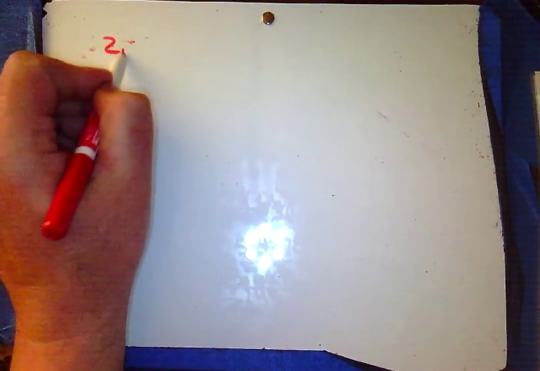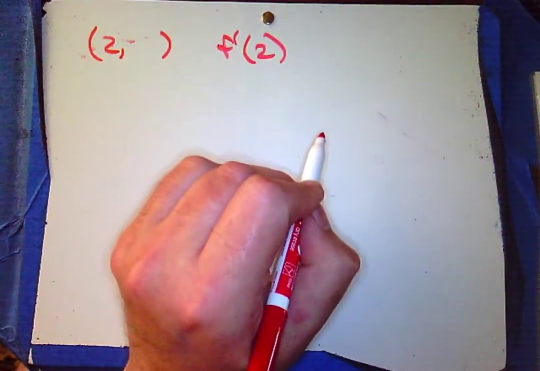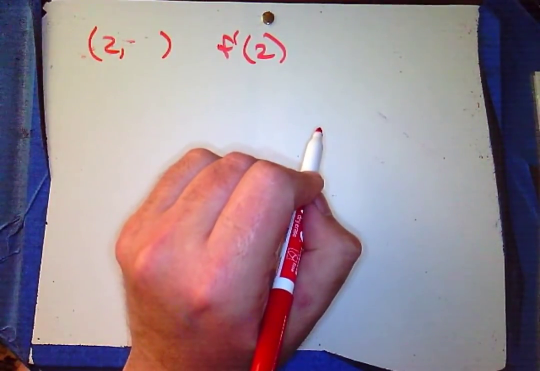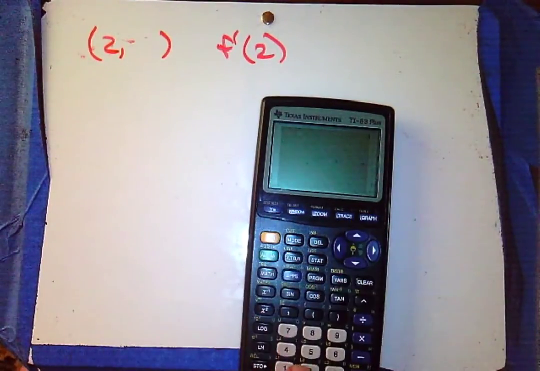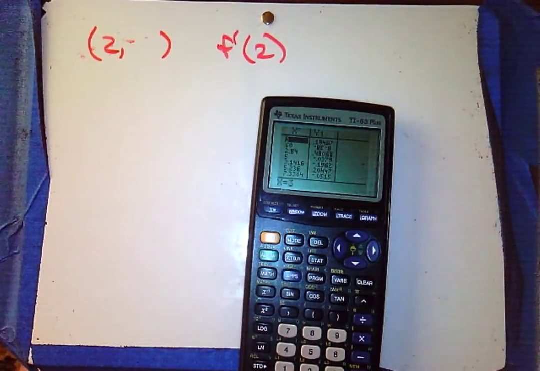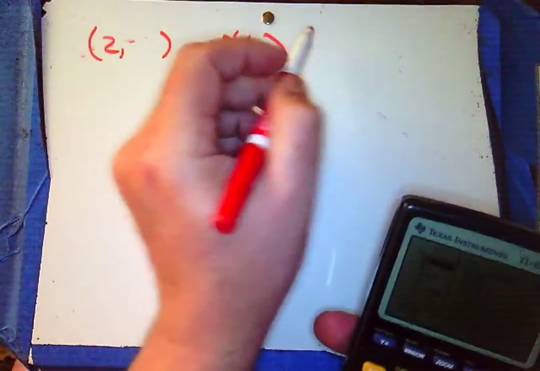Let's see what they're asking next. Part C, write the equation for the tangent line of f at 2. So I need an ordered pair. I also need to know f prime of 2. Well, f prime of 2 is just plugging a 2 into the given function. So if I go over to my table feature and I plug in a 2, I get something that I can't read.